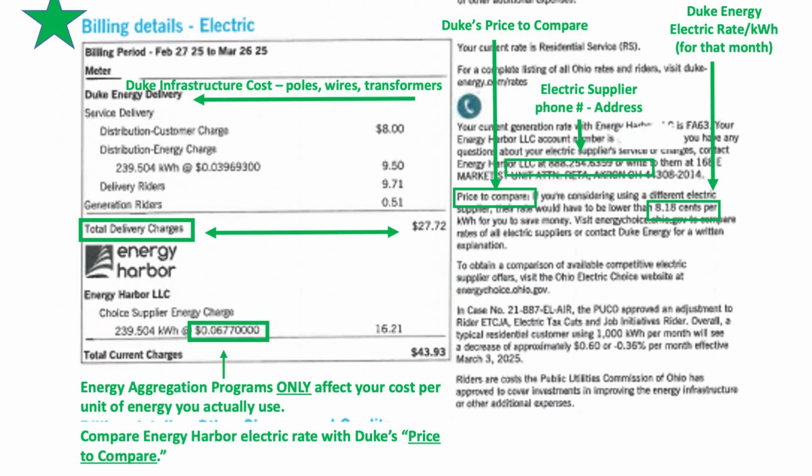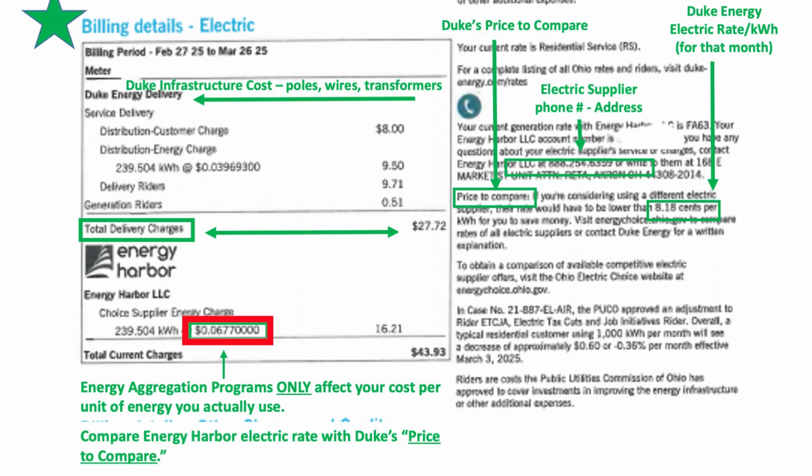Same kind of format with what we saw with gas. With electric, Billing Details - Electric, you've got your meter reading, your billing period, your Duke Energy delivery costs. As you can see, they total $27 plus. Those are the delivery costs to get it to your house. Duke will always get that. And then Energy Harbor is, again, the company that the city chose and contracted for their electric power in our aggregation program. And so it is 6.77 cents per kilowatt hour.